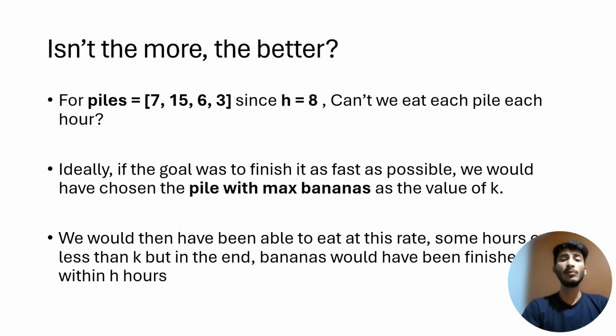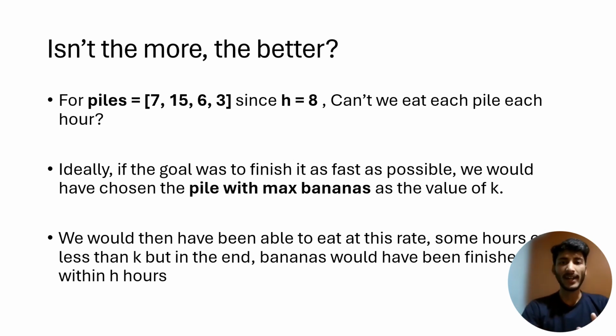Isn't the more the better? Now, why is this question being asked to you? I asked the same question in the very beginning: isn't it better that if you want to eat it very fast, we eat the maximum number of bananas each hour? Ideally we could have, if the question was to eat it as fast as possible. But the question is that we have to find the minimum value k. So it just eliminates the maximum eating speed. So we have to find a value k.